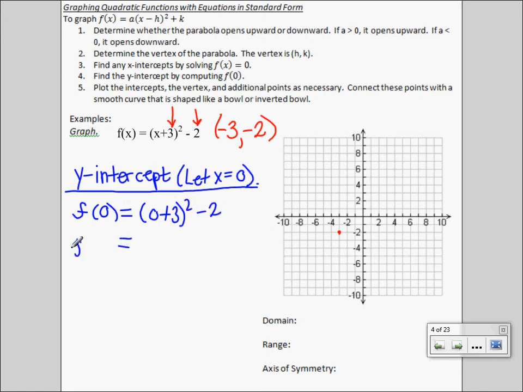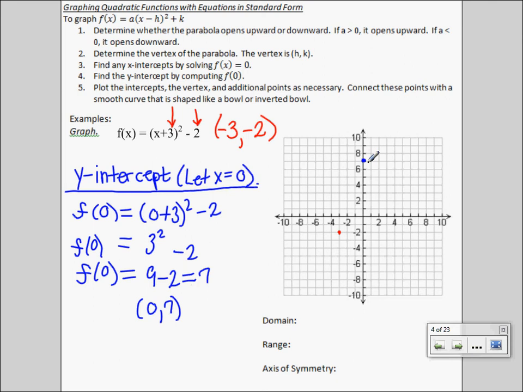Okay, continuing on this thought, we have 0 plus 3 is just 3, and we're going to square that, minus 2. So we have 3 squared is 9, minus 2. We're going to get 7. So we're going to have the y-intercept of 0, comma 7. So let's plot that. It's going to be right here.